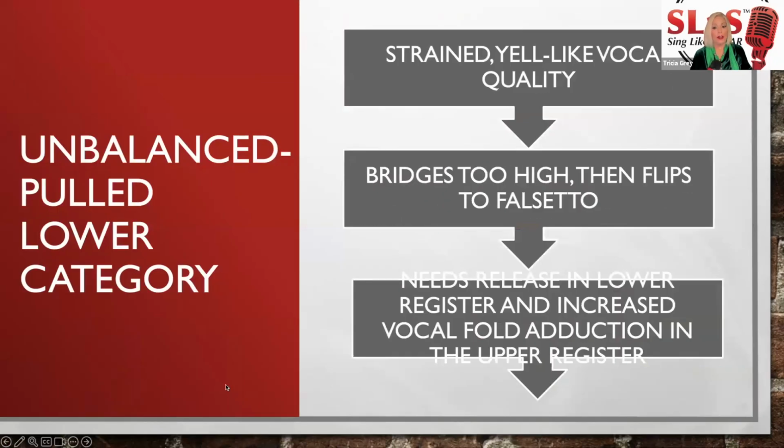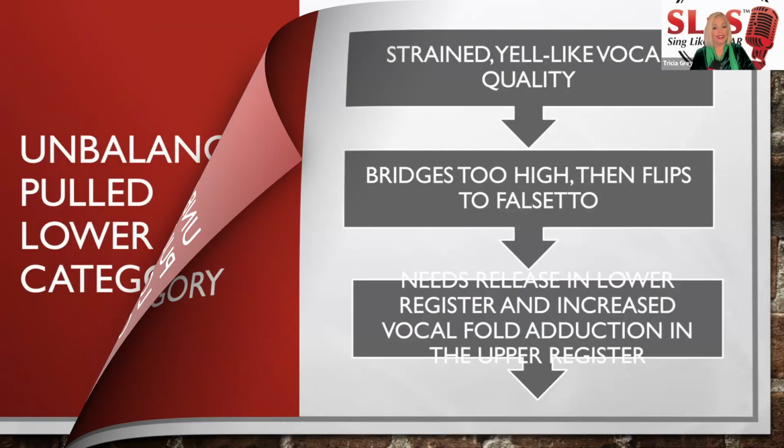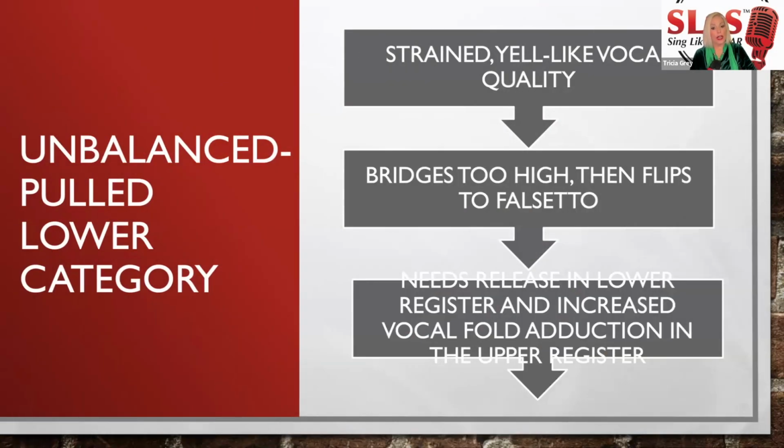Unbalanced pulled lower category. This singer has a strained, yell-like vocal quality, especially as they approach the first bridge or primo passaggio. The singer bridges too high and then flips into falsetto. They need release in the lower register and increased vocal fold adduction in the upper register. Here's an example of an exercise.